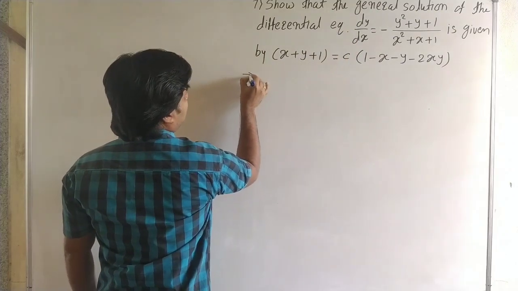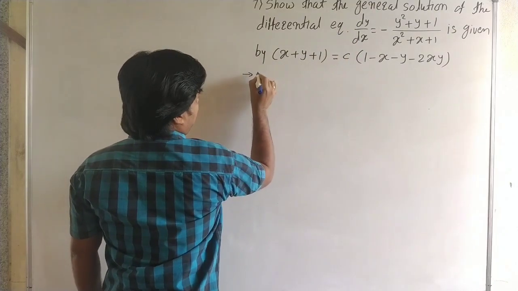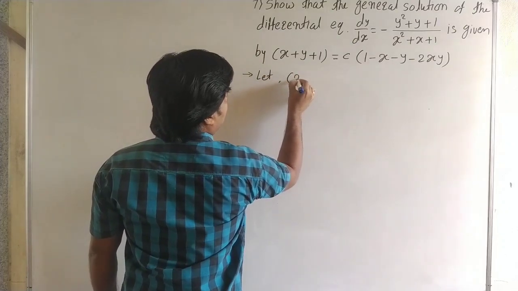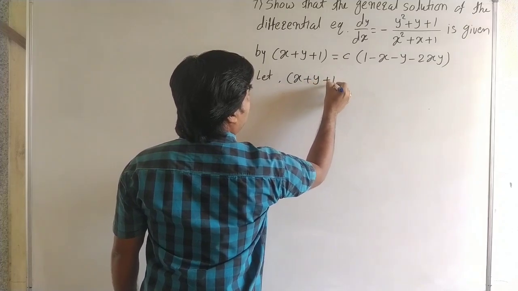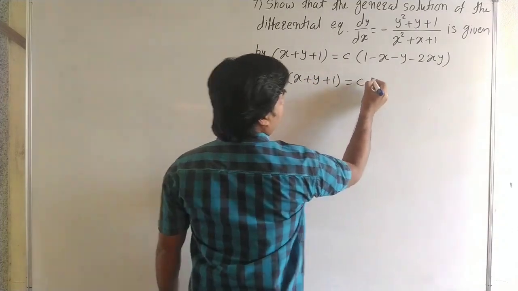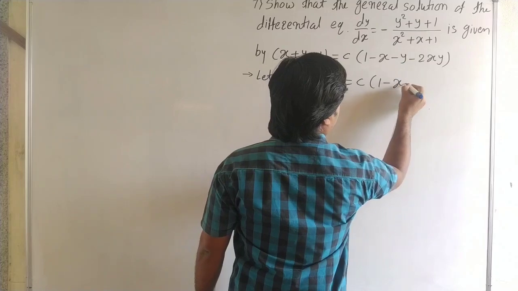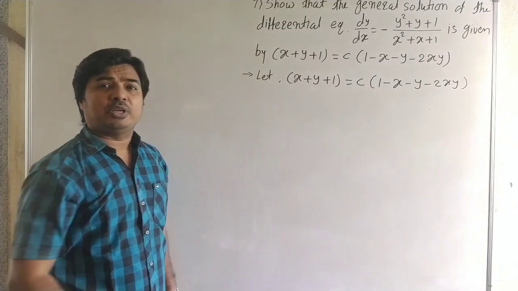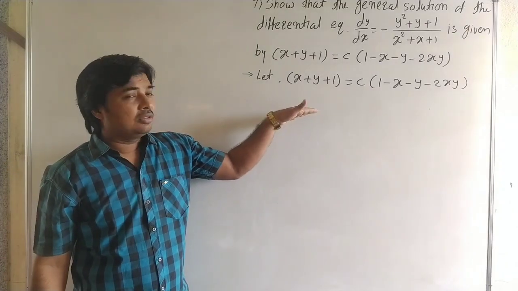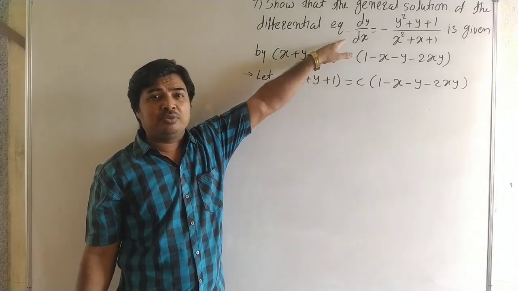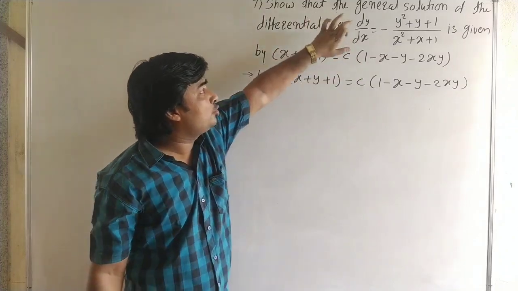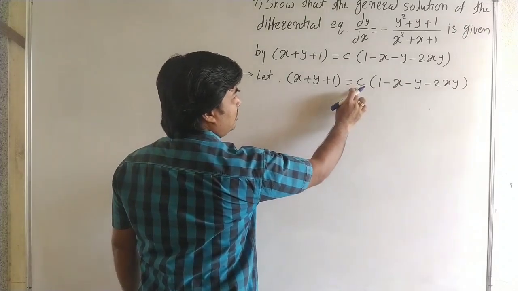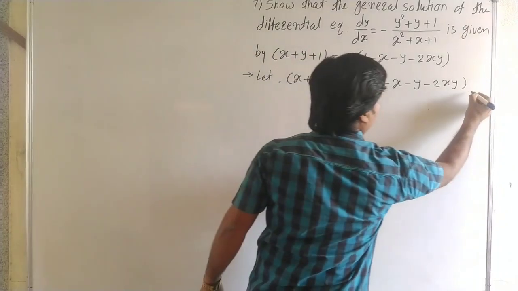Here let this expression be x plus y plus 1 equals c into (1 minus x minus y minus 2xy). Here it is the given expression. If from this expression we get this differential equation, that means this expression is a solution of this differential equation. Now there is one arbitrary constant, so we differentiate; it is equation number 1.